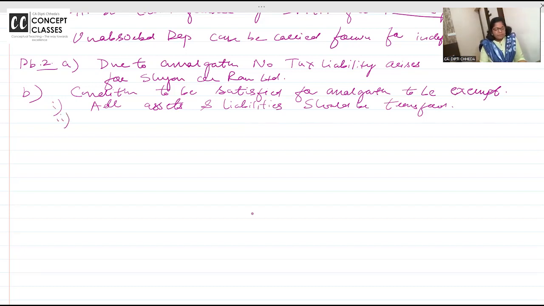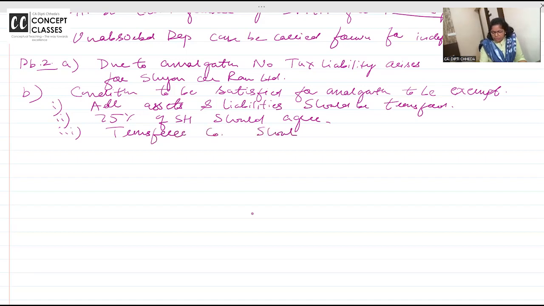Second one. 75% of shareholders should agree for the scheme. Third one. Transferee company, that is Shyam Limited, should be an Indian company. जो नई company form हुई है, it should be Indian company. So these are the conditions. Should I finish writing or wait and allow you to write from screen? My writing is not that good. You can copy. You listen and write as if I'm dictating in the live class.